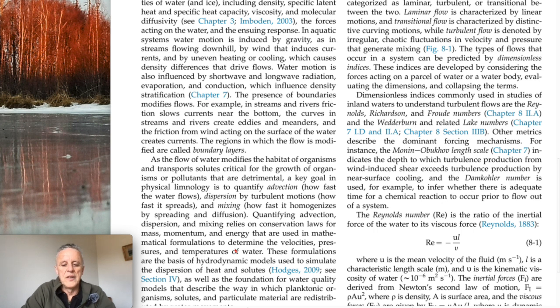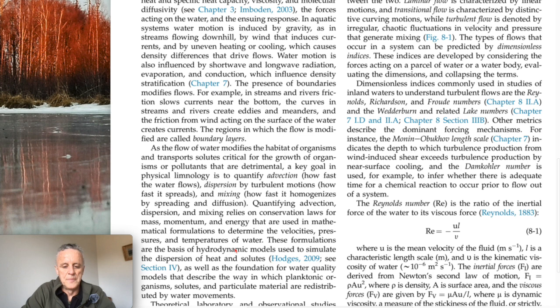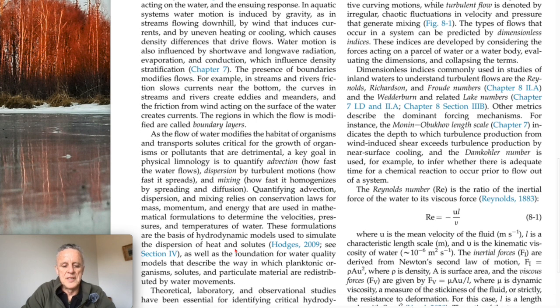limnology is to quantify advection, how fast water flows; dispersion, by turbulent motions, how fast it spreads; and mixing, how fast it homogenizes by spreading and diffusion. Quantifying advection, dispersion, and mixing relies on conservation laws for mass, momentum, and energy that are used in mathematical formulations to determine the velocities, pressures, and temperatures of water.